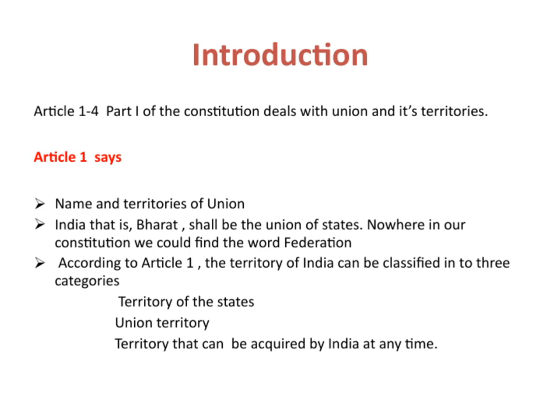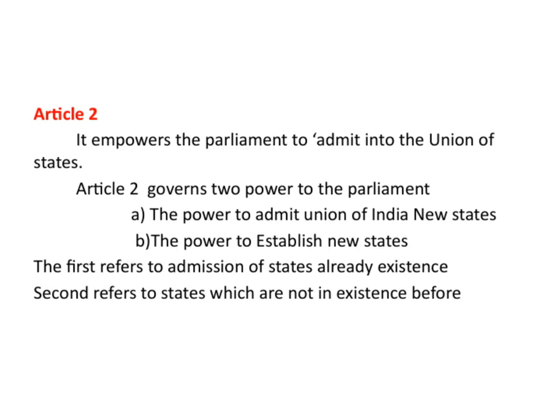So, in summary, these articles establish the fundamental structure of our country's territorial organization, highlighting the concept of a union rather than a federation, and outlining the different types of territories that make up India. This foundation is crucial because it defines how our country is structured geographically and politically within the framework of the Constitution. Now, let's take a closer look at Article 2.